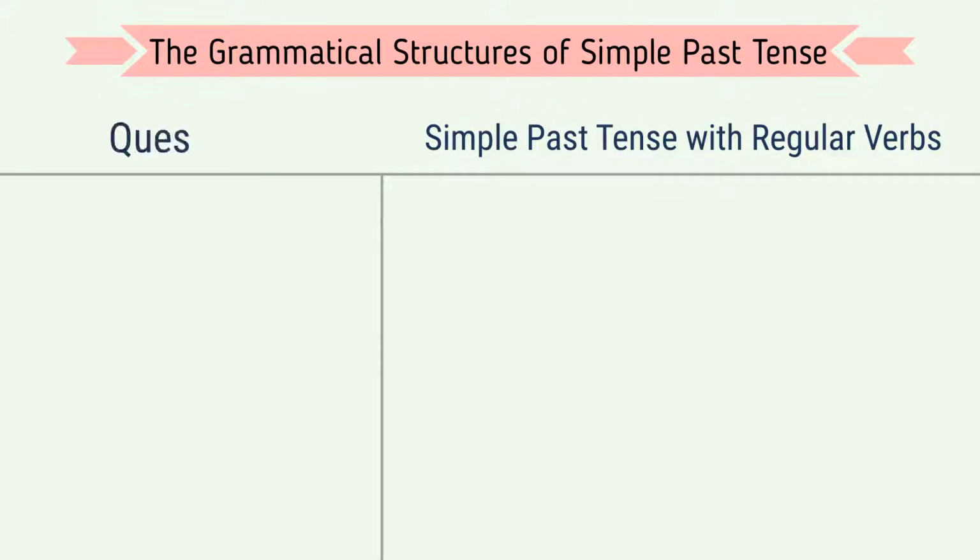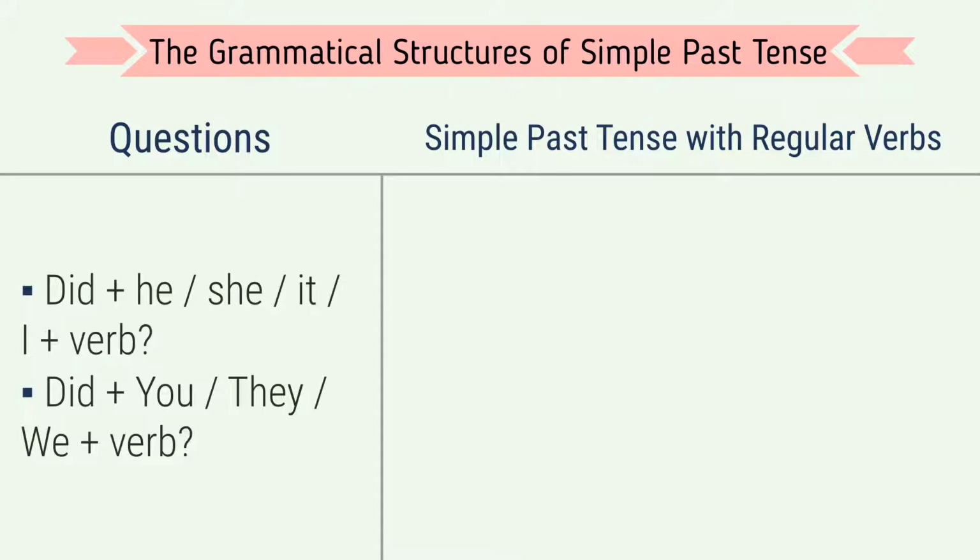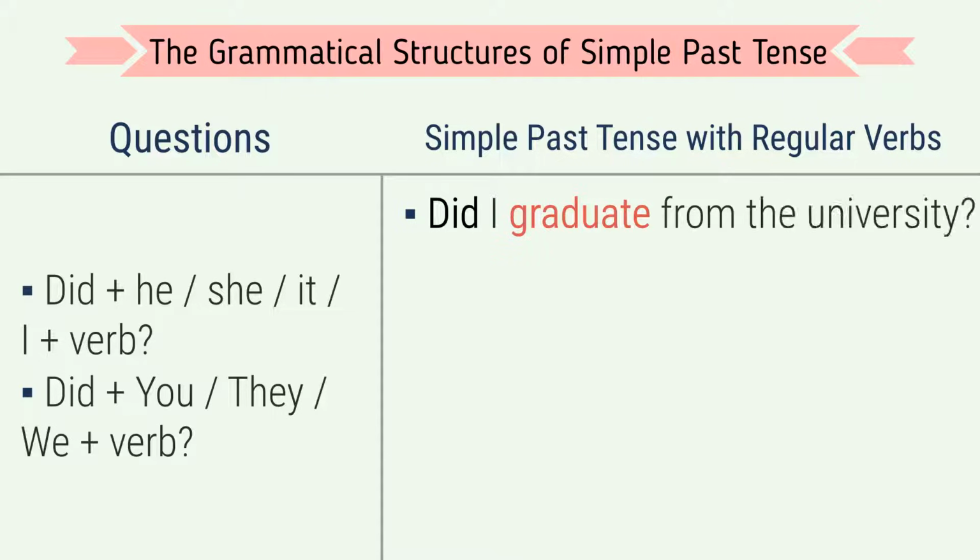To ask a question with the simple past tense, we're still going to be using did. Did is at the beginning of our sentence, followed by our subject and our verb in verb one, meaning the present tense form. Did I graduate from the university?